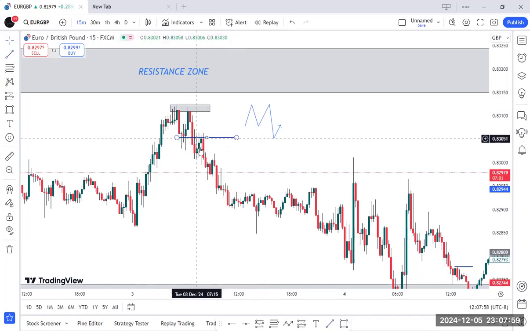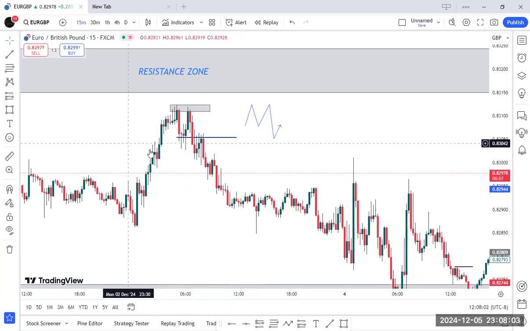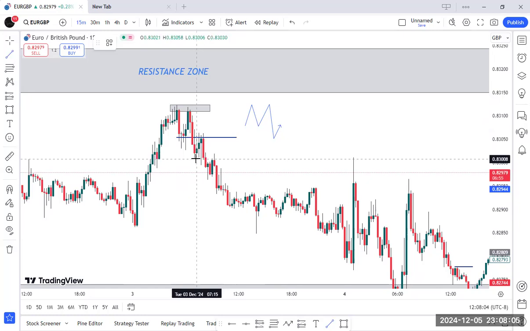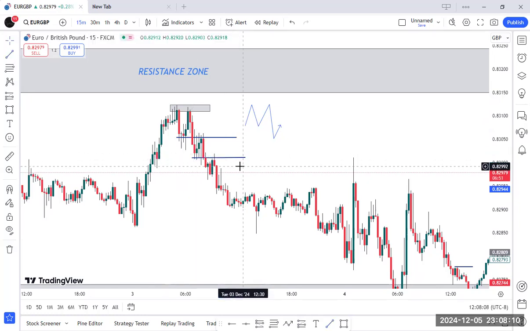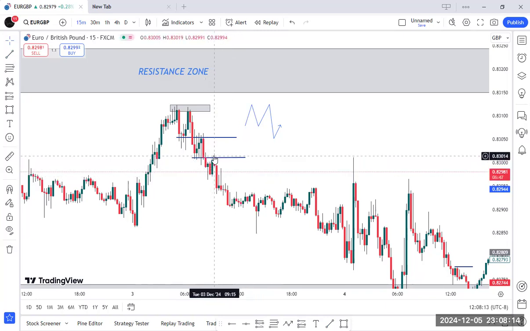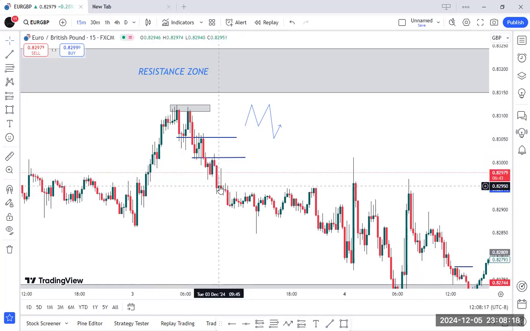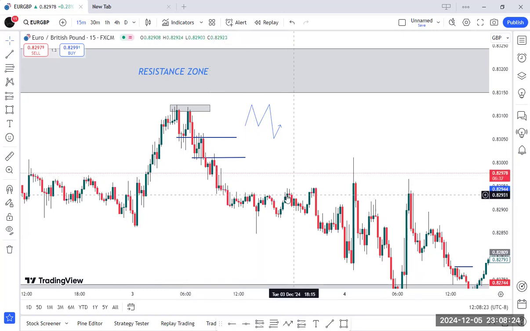As it broke the low, what happened? Price started shooting back down, and it broke this other low again. As it broke the low, it came back again, retraced back to the same low, and then started shooting back down again. As it shot back down, it broke this low, and then this low, and then price retraced back to this low.